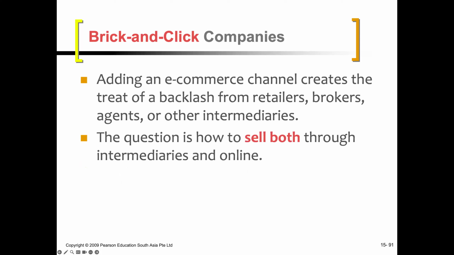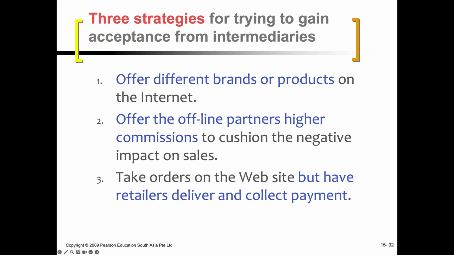There are three strategies to try to gain acceptance from the intermediaries. First is to offer different brands of products on the internet. You may find some examples like online exclusives. For example, you can only buy that product online, on their website or e-commerce, with a significant discount.